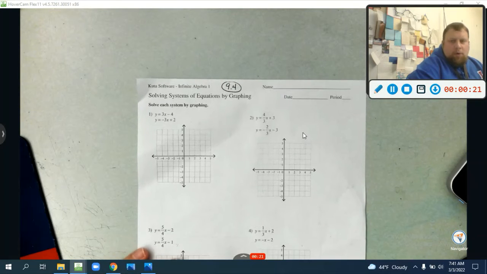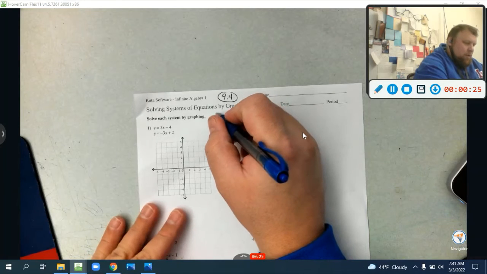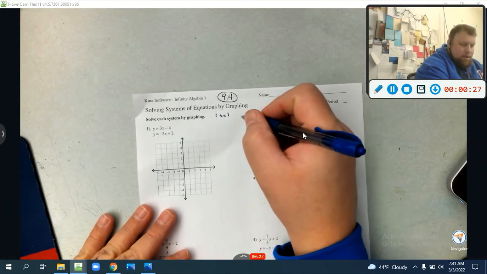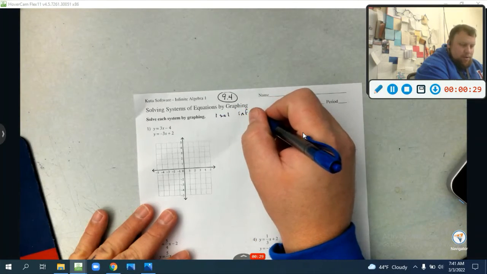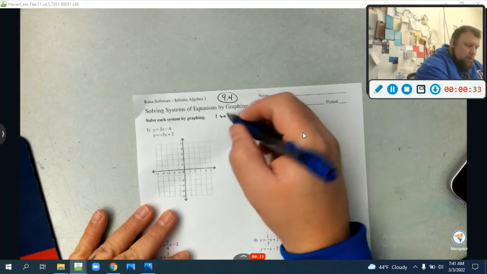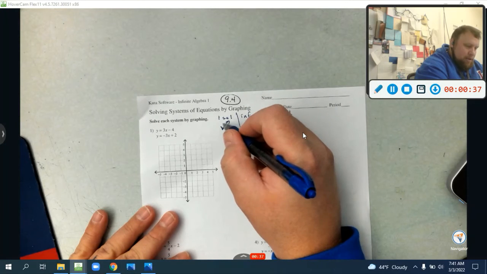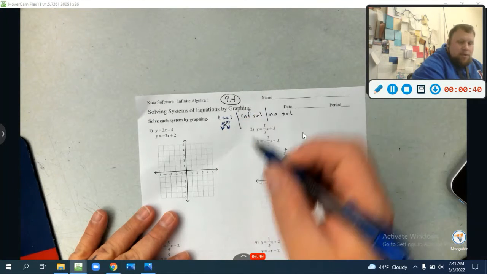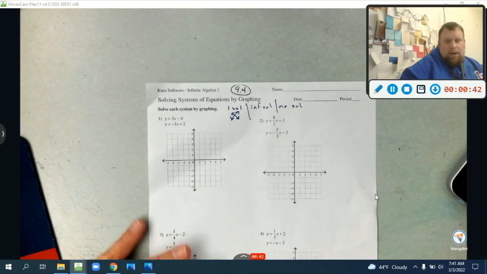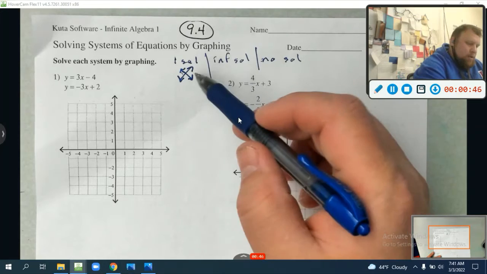Solutions to systems of equations come in one of three flavors. There is either going to be one solution, infinite solutions, or no solution. And what do those three look like? Well, one solution means that we have two lines that cross once. That's what the solution is. You're finding out where these lines cross, right?